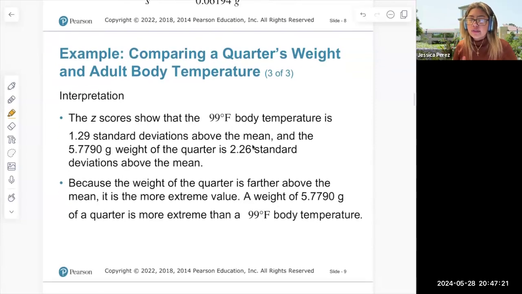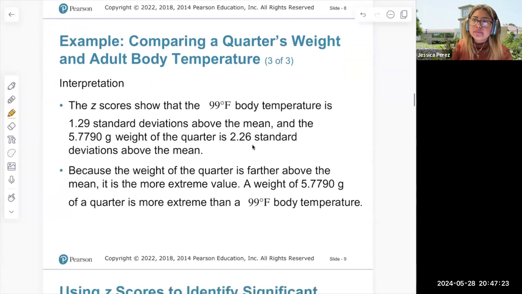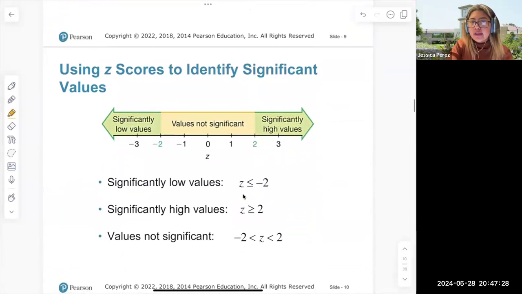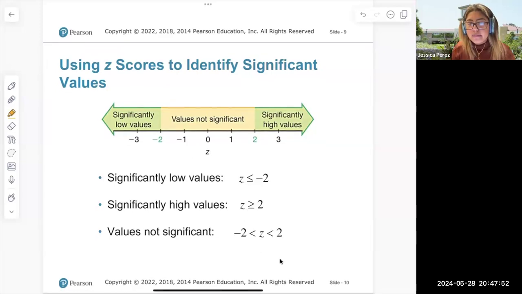Okay, so the 2 is a rule of thumb. Again, when you're significantly low, your z-score is below -2. If my values are -3, -4, that's significantly low. Significantly high is on the other range, which is 2 or higher. And you're not significant when your z-score is between -2 and 2. So that is a rule of thumb.